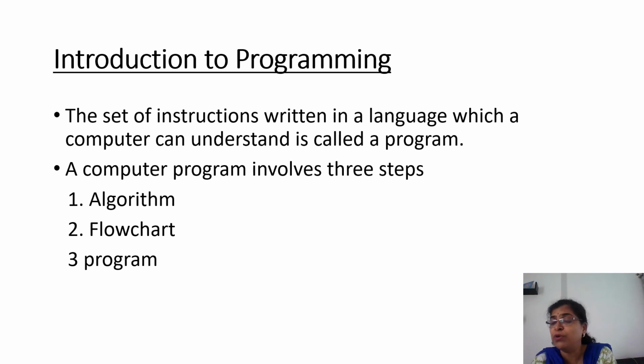Here we are going to learn what is an algorithm, what is a flowchart, how to write an algorithm, how to draw a flowchart, what are the advantages and disadvantages, and what are the programming languages. All that we are going to cover in this chapter. The set of instructions written in a language which a computer can understand is called a program. A computer program involves three steps: algorithm, flowchart, and the actual program.